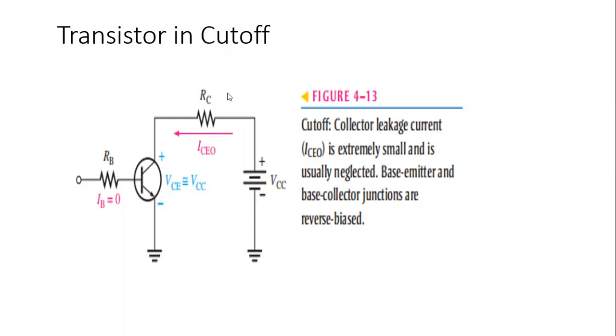So when do we say that the transistor is in cutoff region? When base to emitter junction and base to collector junction are reverse biased, and when you apply a voltage VCC, you will find that some leakage current flows. Then in that situation, your transistor is in cutoff. So in outline, the transistor is in cutoff when base to emitter and base to collector junctions are reverse biased.